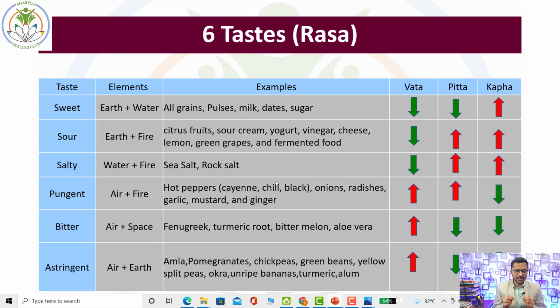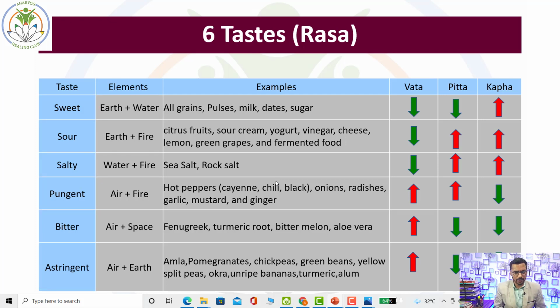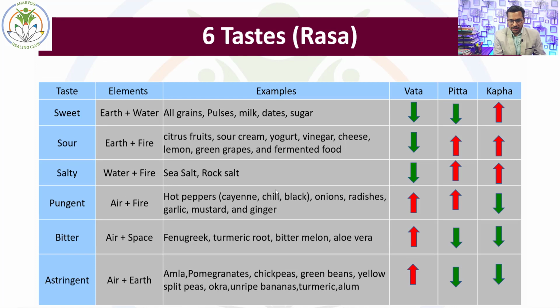In this table, the 6 tastes are described: sweet, sour, salty, pungent, bitter and astringent. These are the 6 tastes according to Ayurveda. Each taste has a different impact on Vata, Pitta and Kapha. Basically, a green arrow means that the particular taste is balancing or reducing that particular prakriti, and a red arrow means that taste is increasing it. Let's get back to our example of an obese or overweight person. As I said, in an overweight or obese person there is an increase in kapha.